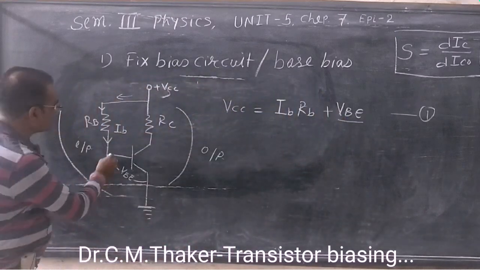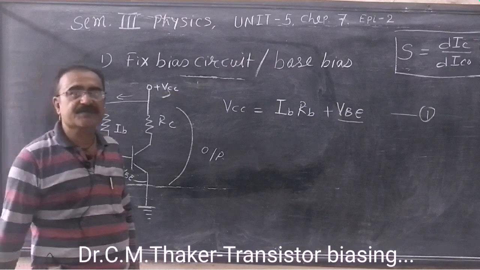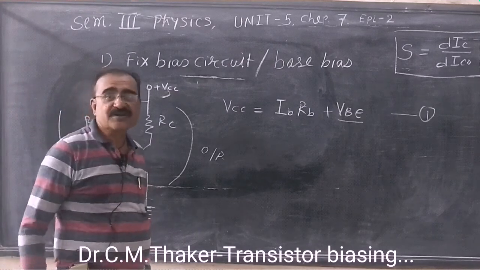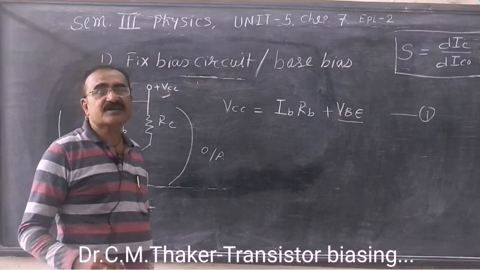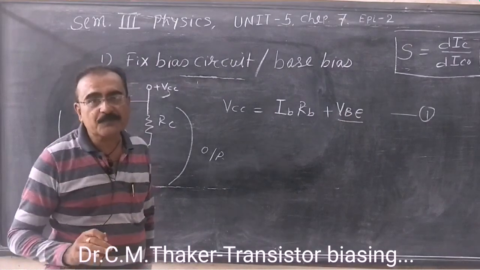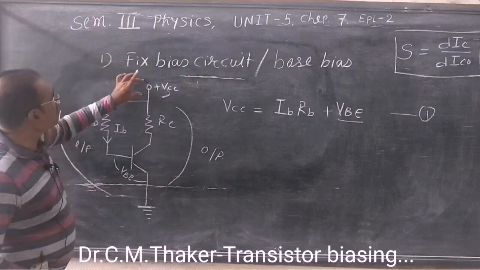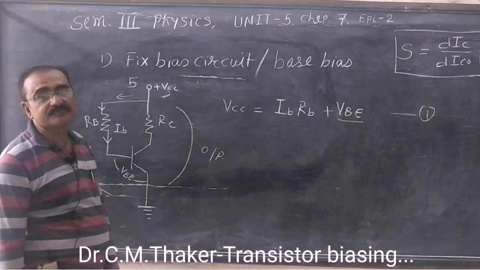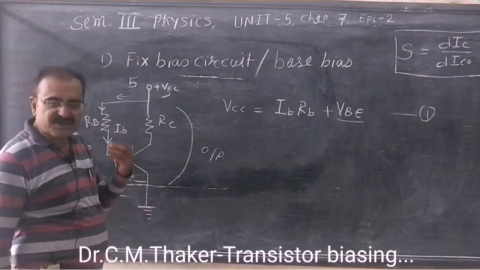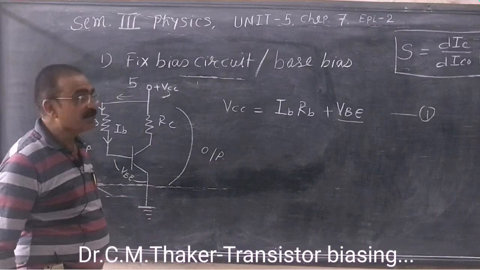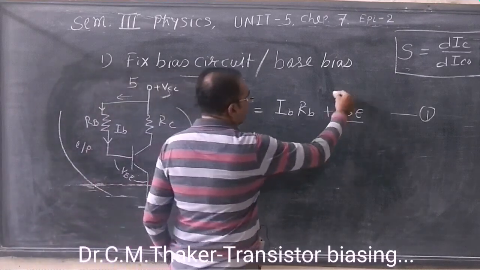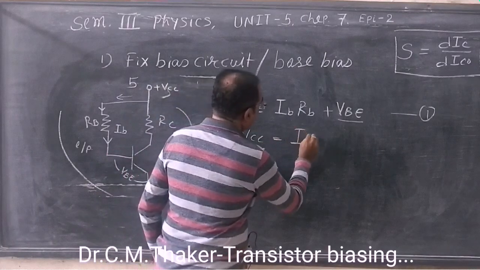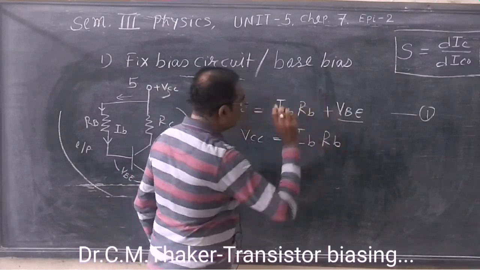And you see this is VBE, the base emitter junction drop voltage, and it is very small. Suppose silicon, this will be 0.7, germanium, this is near 0.3. In comparison to VCC, suppose I apply VCC as 5 volt. So 0.7 volt is negligible. So let me neglect the VBE term. This will be VCC equals IB RB.